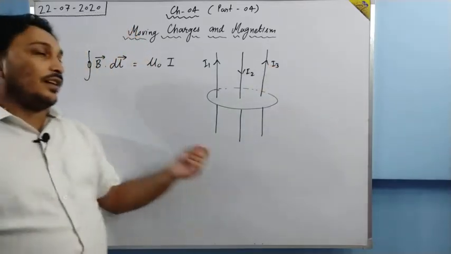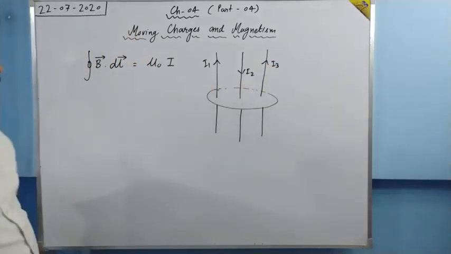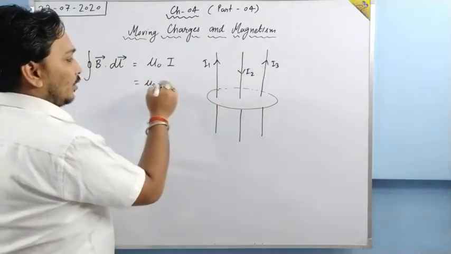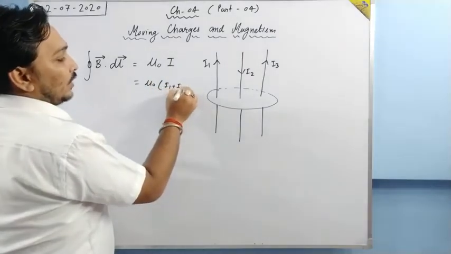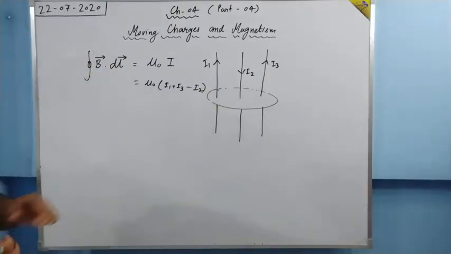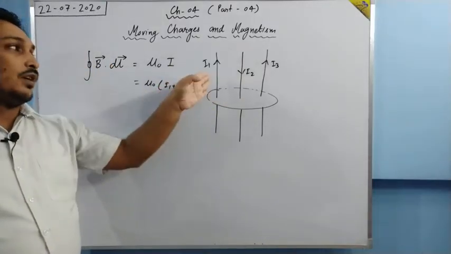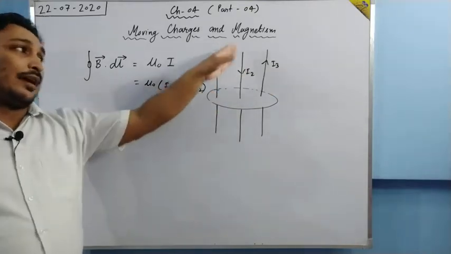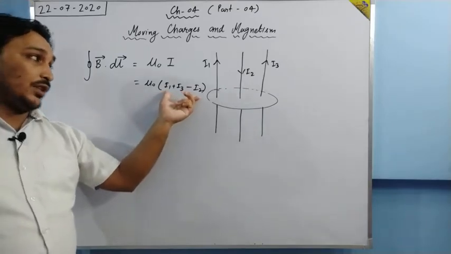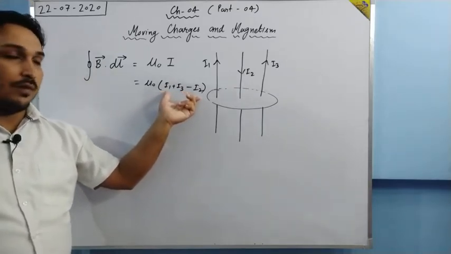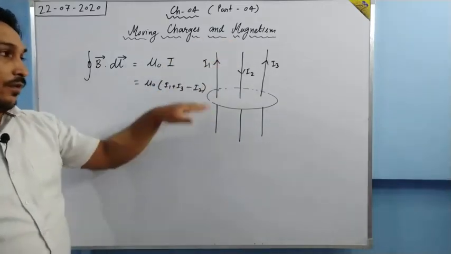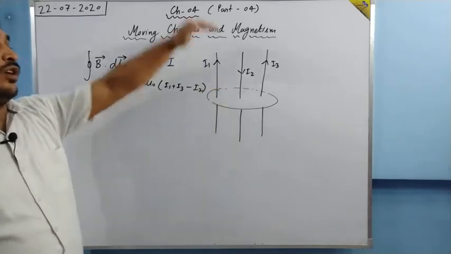So what is the net current passing through the loop? In this case it will be I1 plus I3 because they are in the same direction, minus I2. The current which is going from down to up, I1 and I3, they will be added, and I2 since it is coming down, it is subtracted. So from this expression written in the bracket, we are going to have the net current which is going up, from below this loop to above this loop.